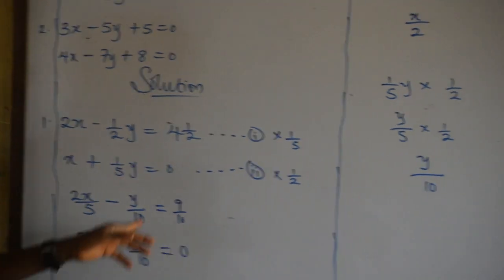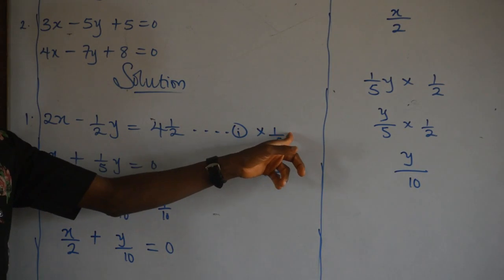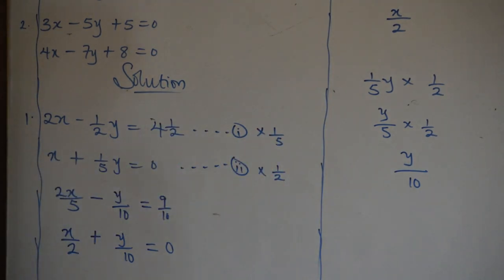So after going through this procedure of multiplying by 1 over 5 and 1 over 2, you can now observe that the variable of y here is now having the same thing.